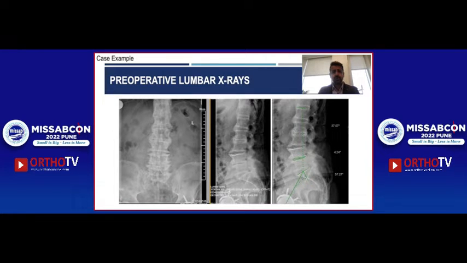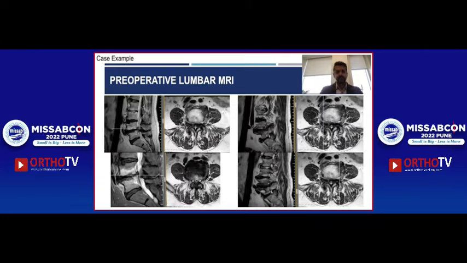His x-rays here show multi-level spondylosis, which is typical of that age group. He has a mild reduction in his lumbar lordosis overall, 37 degrees from a pelvic incidence of 57 degrees. His MRI on the left shows his central stenosis through L4-5. He has no other neurologic compression anywhere else in his spine. On the right, you see foraminal pictures. The top picture demonstrated the right foramen being severely compressed, worse than the left.